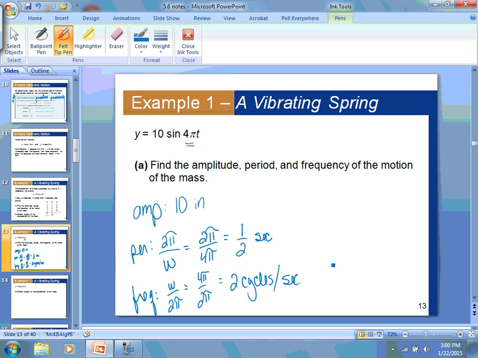Okay, so that means that for every second, there's going to be 2 cycles or 2 periods of this graph or this wave. And that should make sense because if it takes a half a second to do one period, then there should be 2 periods in a whole second.